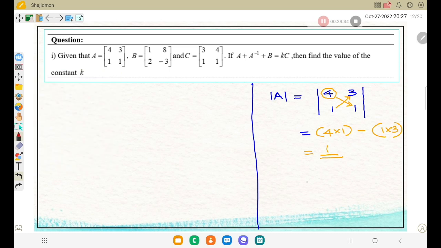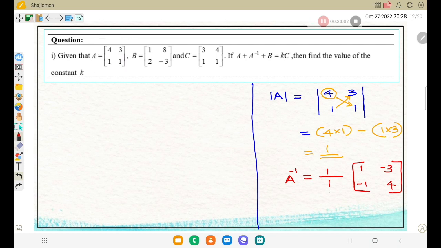Now we can write what is A inverse. A inverse equals 1 divided by the determinant of A, that is 1 here, multiplied by the matrix where the main diagonal numbers are interchanged. What are the main diagonal numbers in A? 4 and 1. So we interchange them: write 1 first, 4 last. Off diagonal numbers get the opposite sign. Off diagonal numbers are 3 and 1, so 3 becomes minus 3, and 1 becomes minus 1, correct? So that is the A inverse matrix.